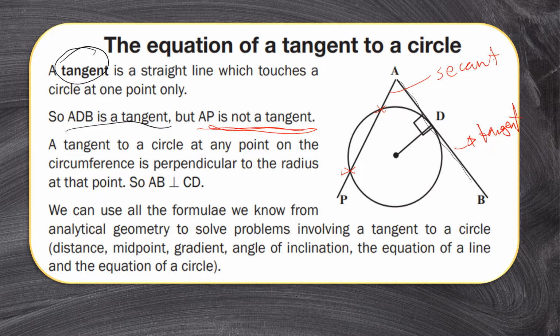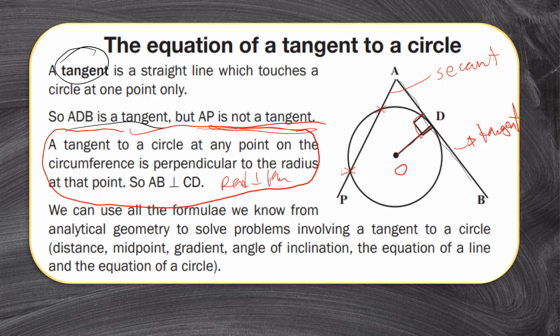A tangent to a circle at any point on the circumference is always perpendicular to the radius at that point. Very, very important. If we have our circle with center O, we know that from O to D it's a radius, right? Where a radius and a tangent meet, there will be perpendicular. Remember that theorem, radius perpendicular to tangent, from Euclidean geometry. You must also be thinking about that because it's very, very important in questions based on tangent to a circle in coordinate geometry.